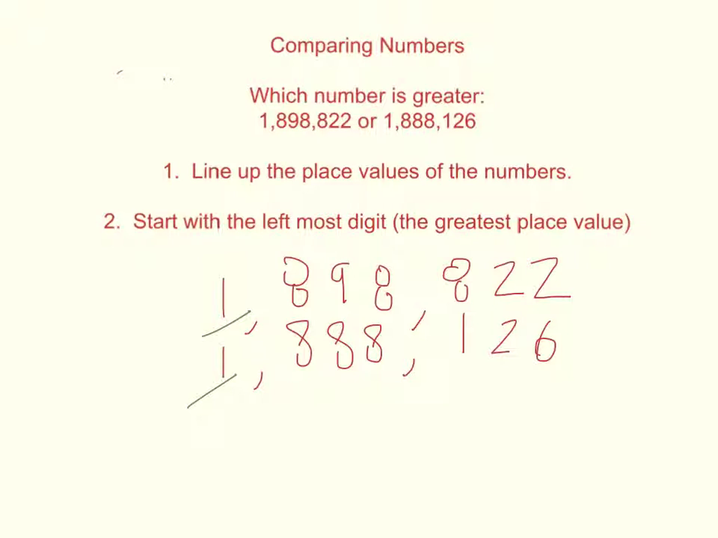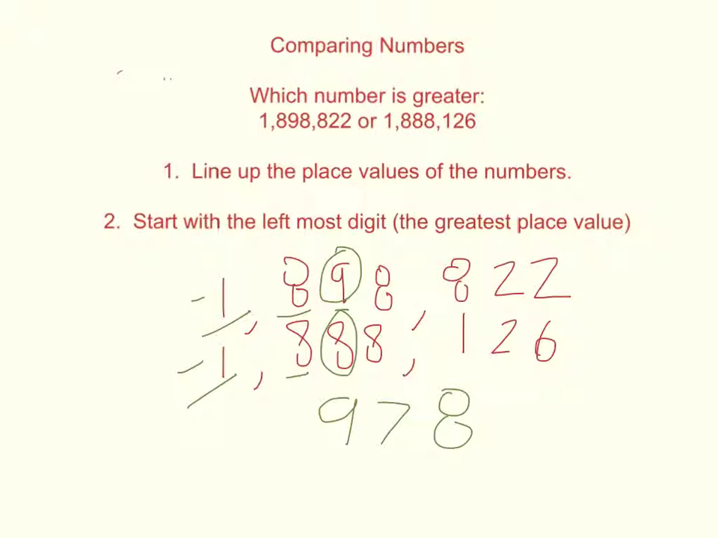So as I can see here, in the millions, they are the same number, 1 and 1. So I compare the hundred thousands next, which is the 8. Again, they are the same number of hundred thousands, 8. So I go to the next place value, which is the 10,000s. And here I can determine that 9 10,000s is greater than 8 10,000s.